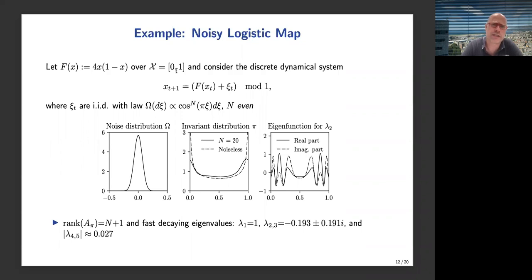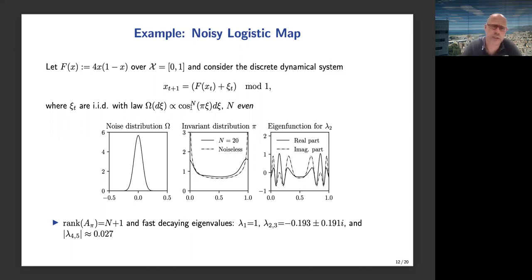And so in this case, by choosing the noise by this expression, we are able to compute everything about this dynamical system. The Koopman operator will be a finite rank operator of rank n plus one, where n is this even integer appearing in the noise distribution. In our experiment, n was equal to 20, so the operator has rank 21.